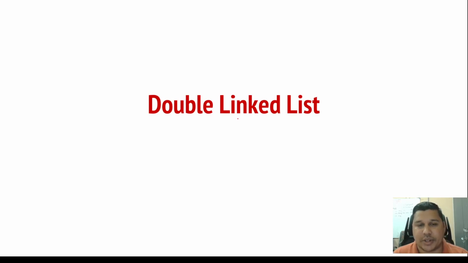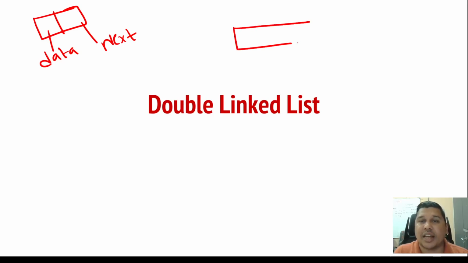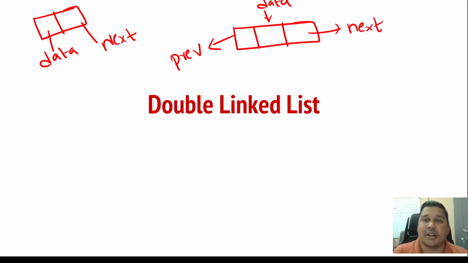What is this double linked list? Same as single linked list. In a single linked list, the node structure contains only two parts. This is the data part and this is the next part, the pointer which points to the next element. Whereas in a double linked list, our node structure has three parts. The center is your data part, this is your previous pointer and this is your next pointer. In a single linked list we observe that we are only traversing in one direction alone, whereas in a double linked list you can traverse in both directions.